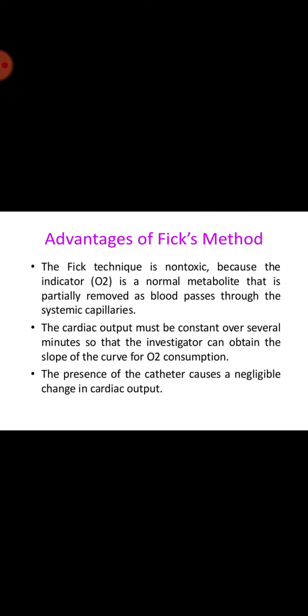So the main advantages of the Fick method: it is non-toxic because the indicator is oxygen only. It is a normal metabolite that is partially removed as blood passes through the systemic capillaries. The cardiac output must be constant over several minutes so that the investigator can obtain the slope of the curve for oxygen consumption. The presence of the catheter causes a negligible change in the cardiac output.